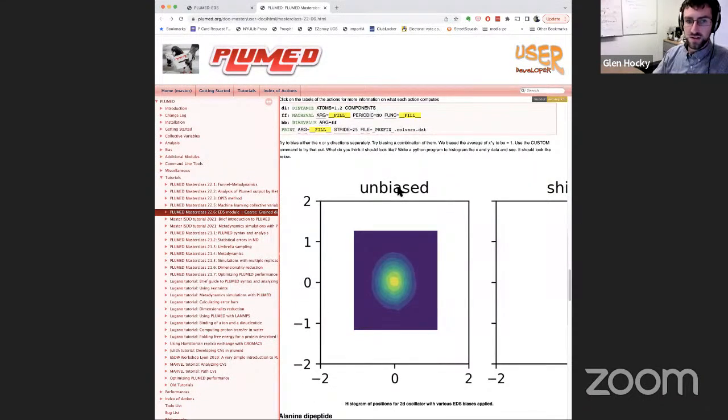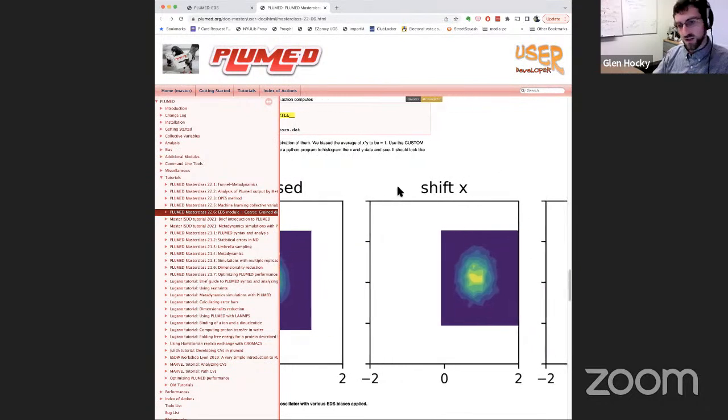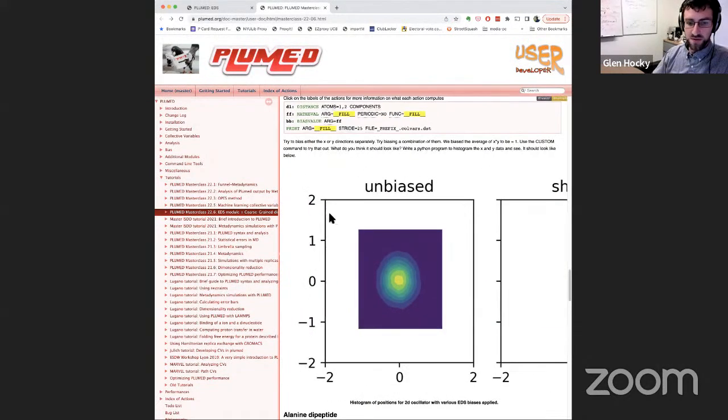Then you can check how the scale factor converges and whether or not you understand what bias is being applied, and then move on to a double well potential where you now have multiple variables you can do. You can shift it to the right, you can shift it up and down, or you can change averages or combinations of X and Y. So I just chose one that you can try.